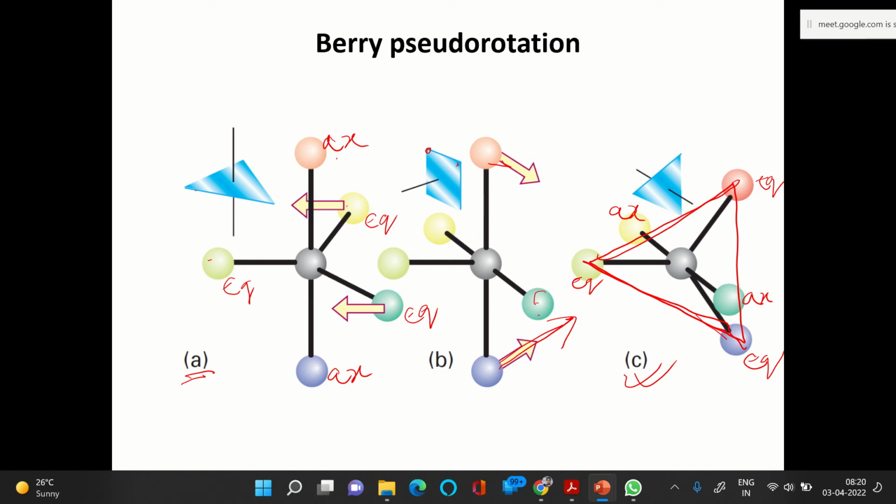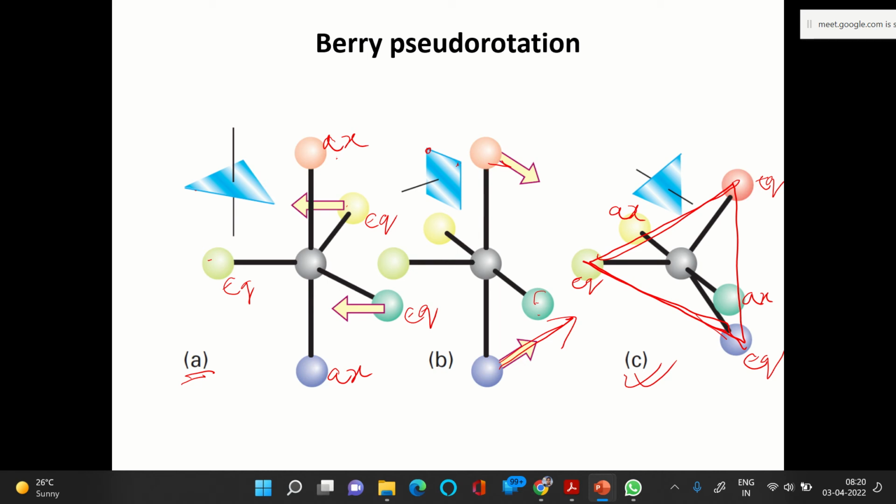But because this process happens so fast, this pseudo rotation that occurs in molecules such as this is so fast, and it happens at a time scale which is much faster than the data acquisition time for NMR, that you do not get to see any difference between the axial and equatorial nuclei, the signal coming from the axial and equatorial nuclei positioned over there.